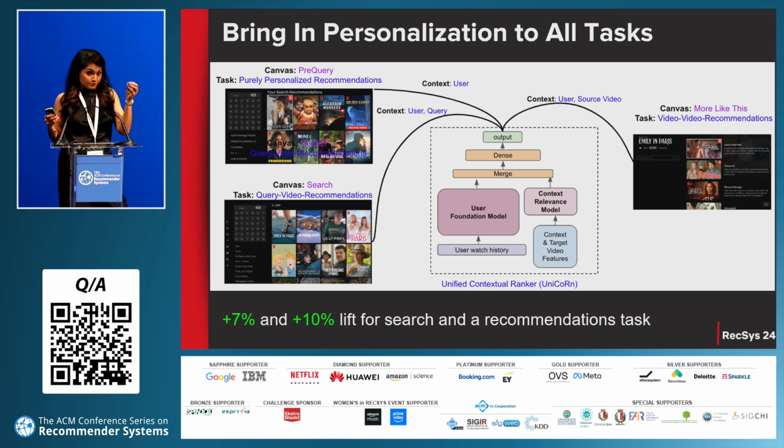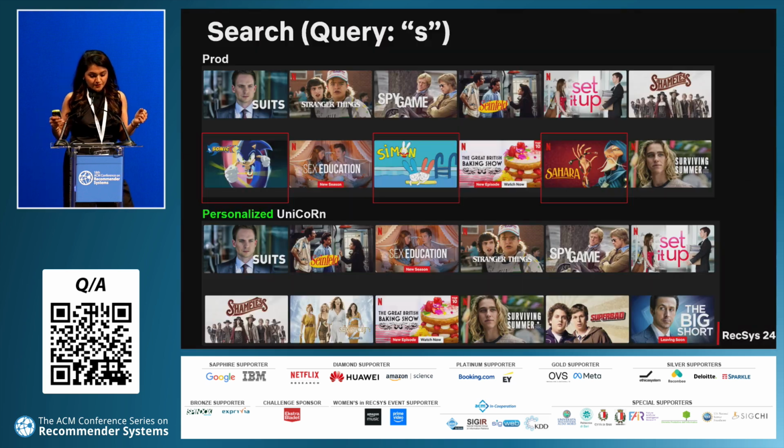And this personalization effort also gave us a 7% lift offline with respect to the search task. And for one recommendation task, it gave us a 10% lift. And the beauty was that during inference time, we still have that one model, which is now automatically bringing in personalization to multiple different tasks.